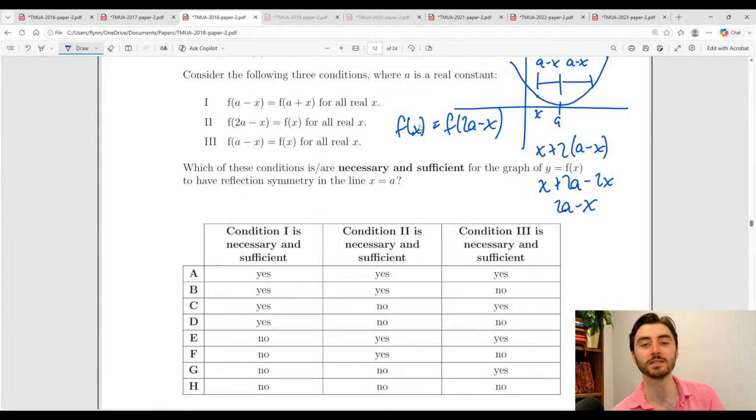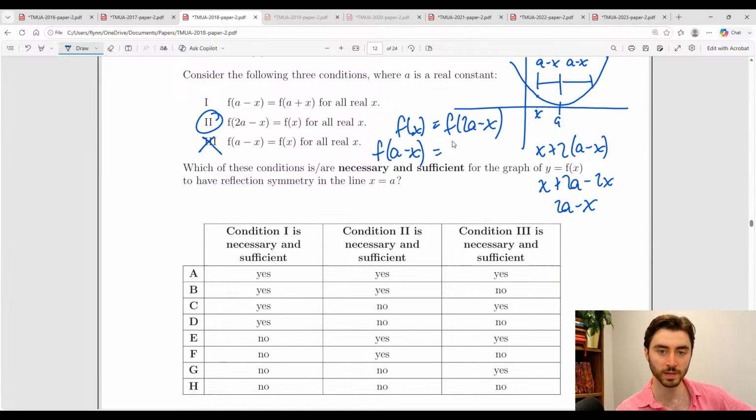So what we can do is we can substitute anything in for x. So that's 2 already necessary and sufficient. Ding, that's in. Now let's see what happens. Well, 3 can't be right because f of x has to go with 2a minus x. Let's substitute x with a minus x. So f of a minus x on this side would equal f of 2a minus a plus x, so x plus a, which is 1. So it's 1 and 2. So it's yes, yes, no, which is B.